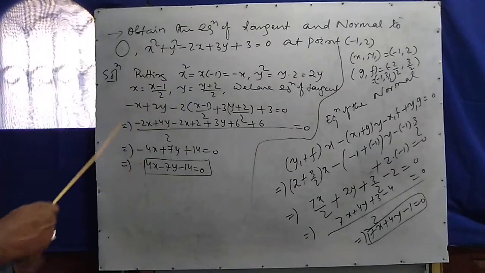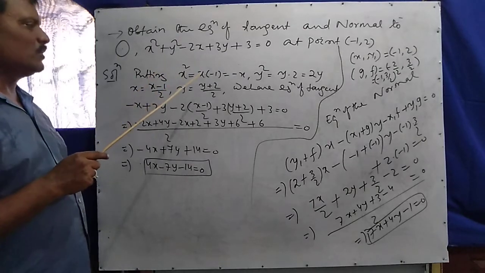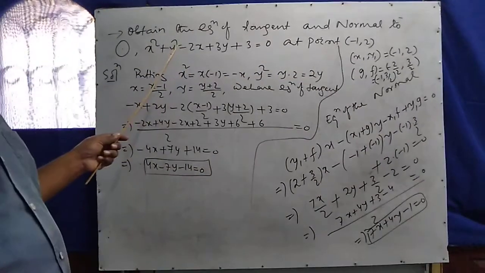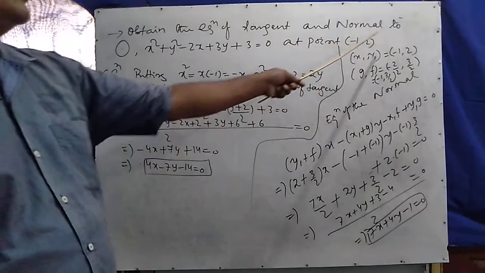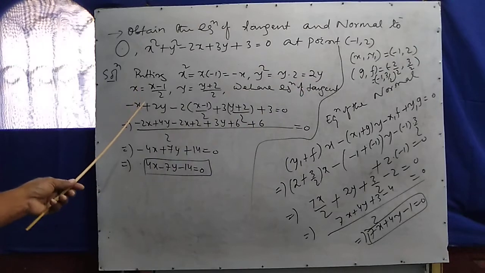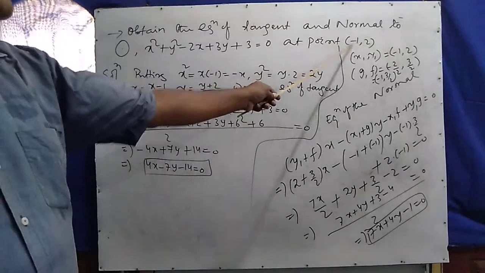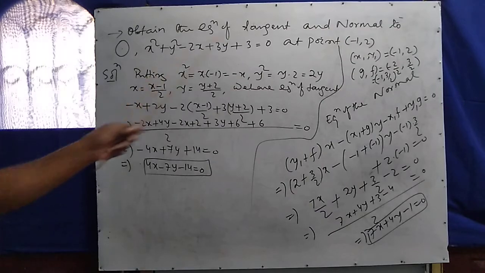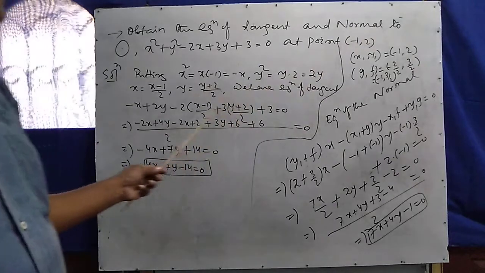Look, for getting the equation of the tangent, instead of x square we take x into x1. The x1 value is minus 1, so x into minus 1. Instead of y square you put y into y1, that is 2y. Instead of x you put x plus x1 by 2, and instead of y you put y plus y1 by 2.